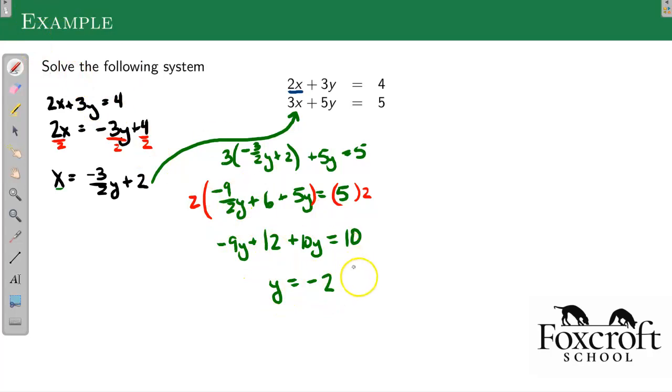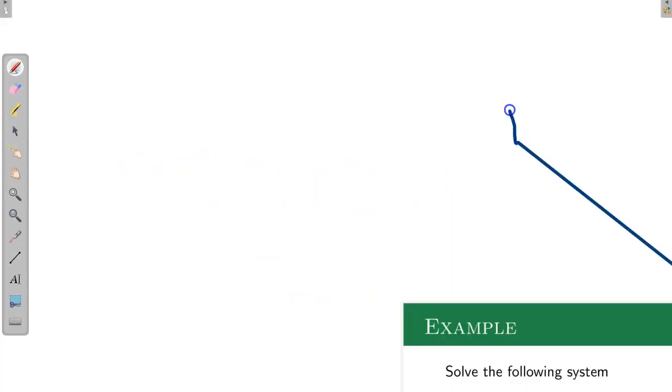And now I can take that answer and remember that x has to be negative 3 over 2 y plus 2. Just always do that.